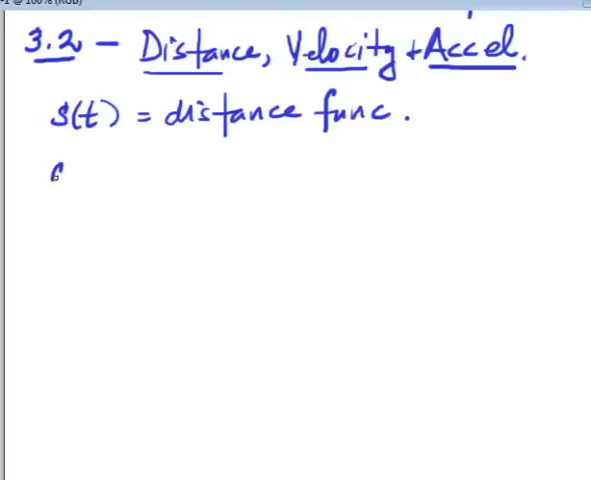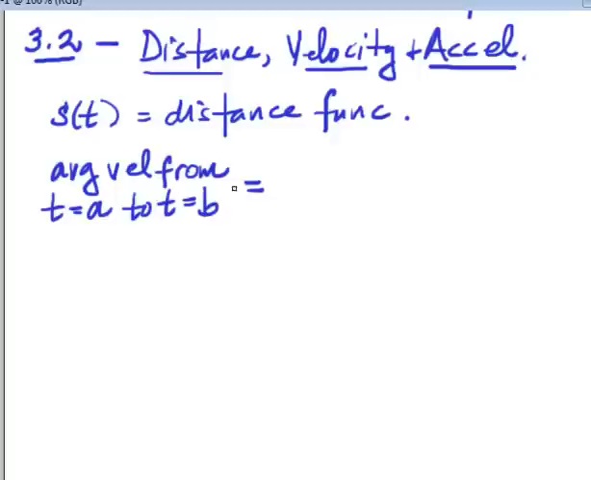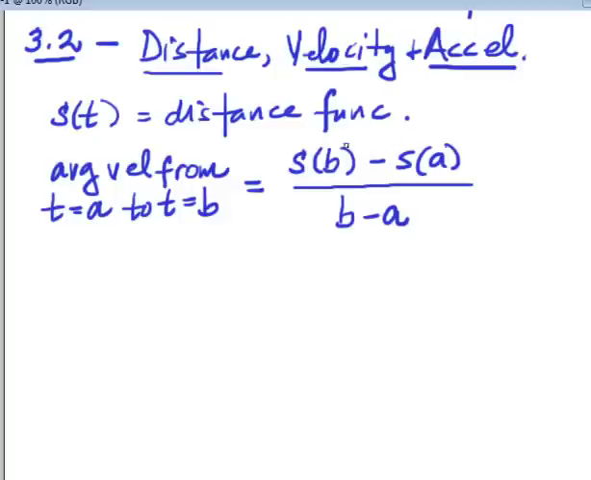All right, so we have the average velocity from t equal a to t equal b, and that's equal to the distance traveled from a to b, that would be s of b minus s of a. So this is distance over that time interval, which is b minus a. So basically this is distance over time, and that's average velocity. So we had this formula.